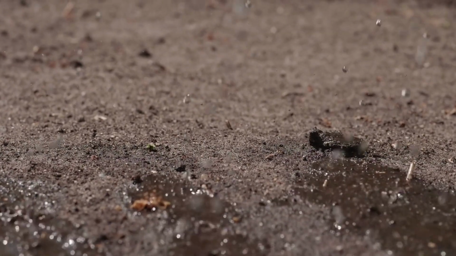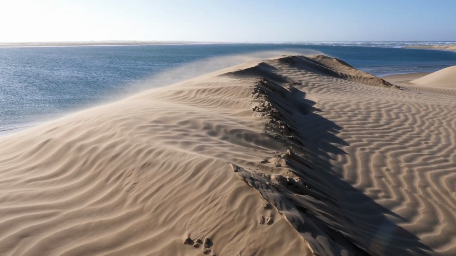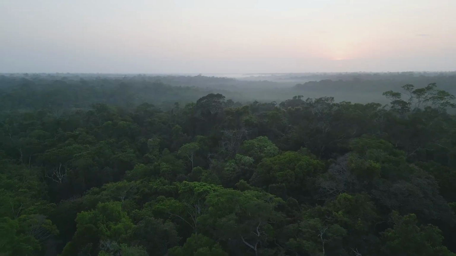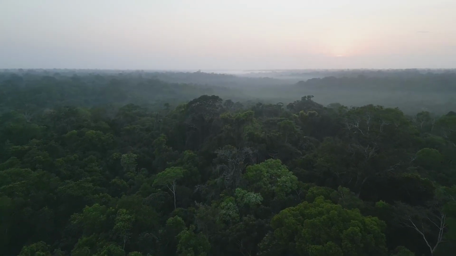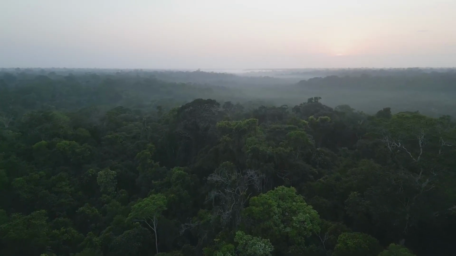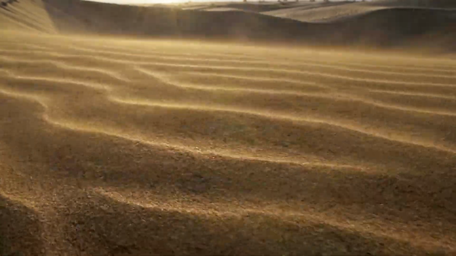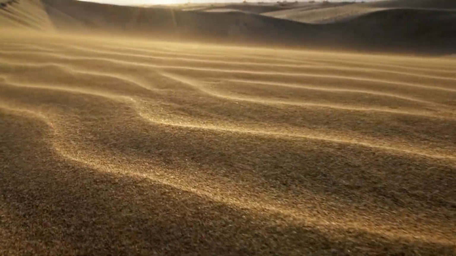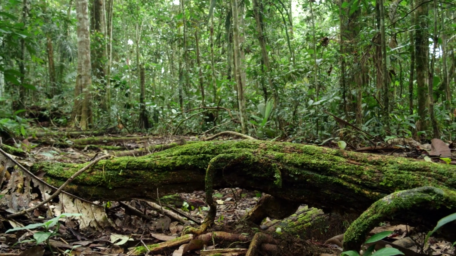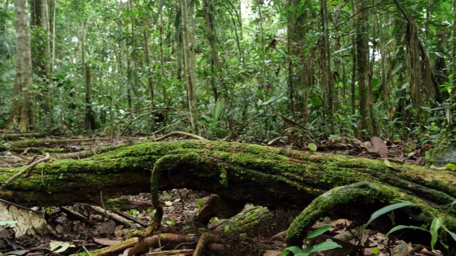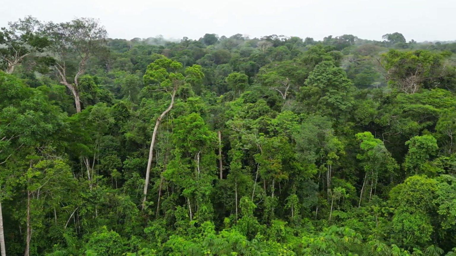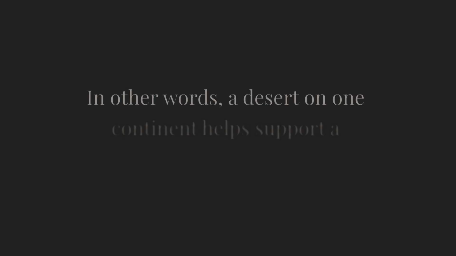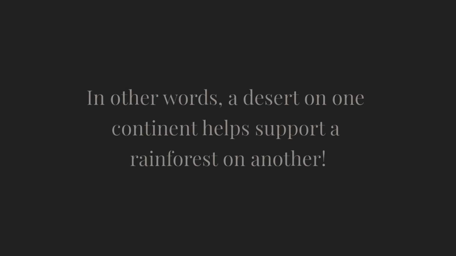Dust doesn't just help create rain, it also helps feed entire ecosystems. Scientists have discovered that dust from the Sahara Desert travels thousands of kilometers across the Atlantic Ocean. Some of this dust reaches the Amazon rainforest in South America. This desert dust contains important nutrients such as phosphorus and iron. These nutrients act like natural fertilizer and help maintain the fertility of the rainforest. In other words, a desert on one continent helps support a rainforest on another.